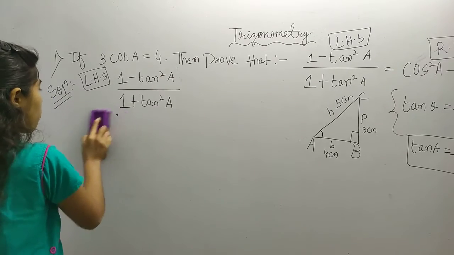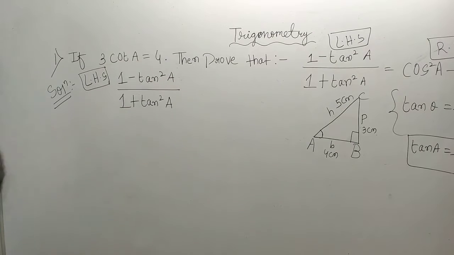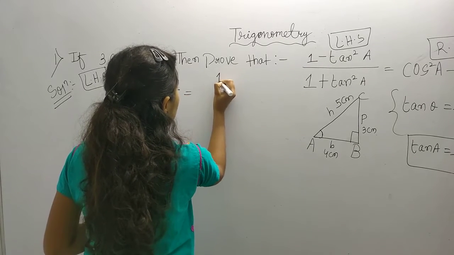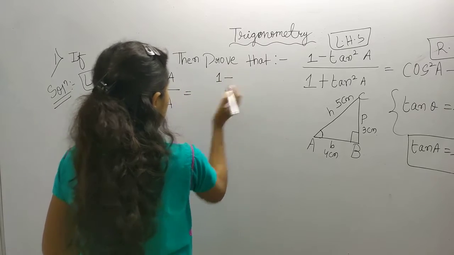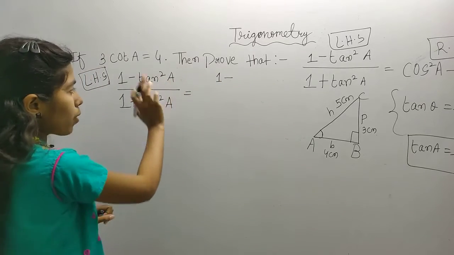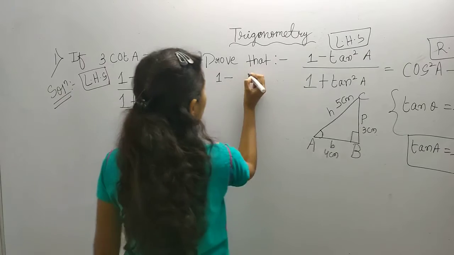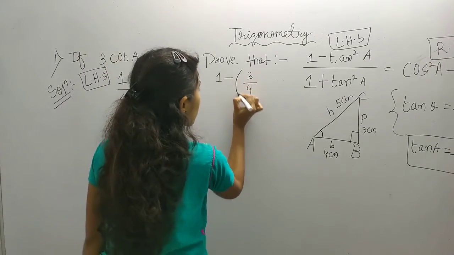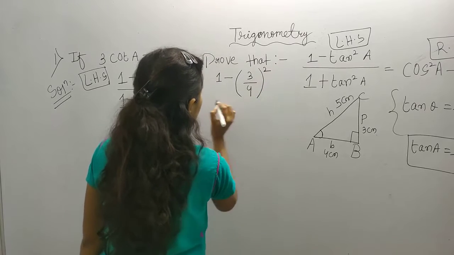So next, let's find the value of this. 1 minus, see, tan square A. Tan A is 3 by 4. Here square is there. So 3 by 4 whole square by.